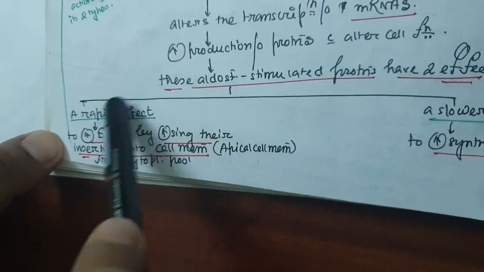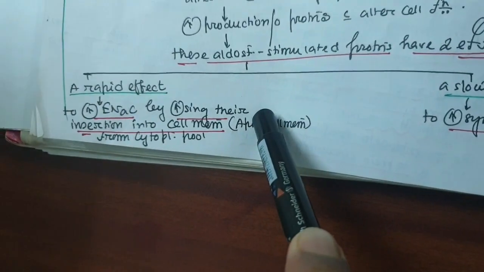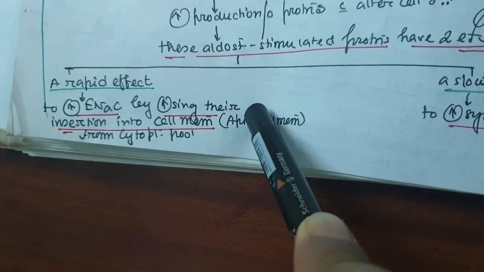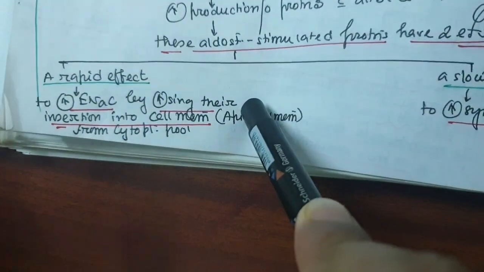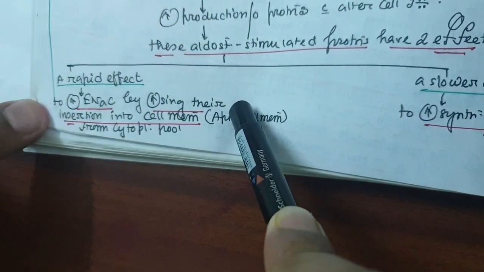That means with this protein insertion in the apical cell membrane, more and more sodium can be reabsorbed from the renal fluid, that is, the fluid going through the renal tubules, and it comes inside the cell, so that it can be absorbed into the blood.